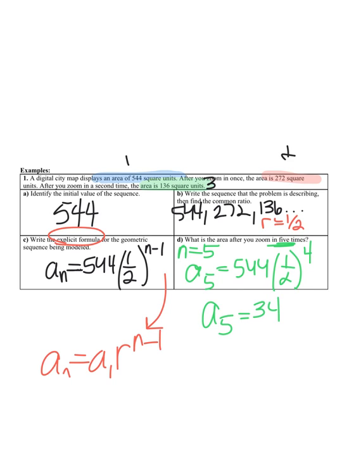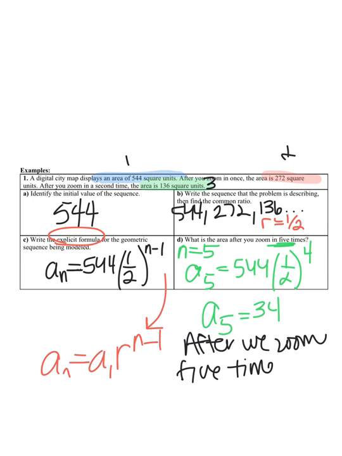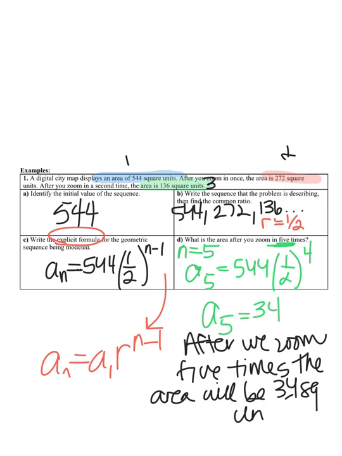34. And remember, we always want to answer in context. So for us, this would say, after we zoom 5 times, the area will be 34 square units. It didn't tell us if there's miles or what they are. That's okay. 34 square units. So there we go. Here's our final answer.